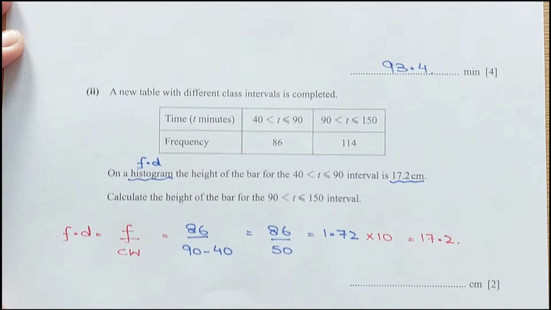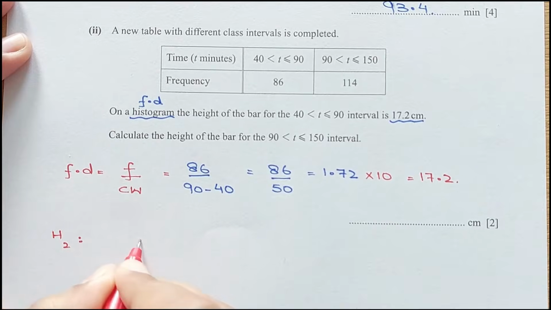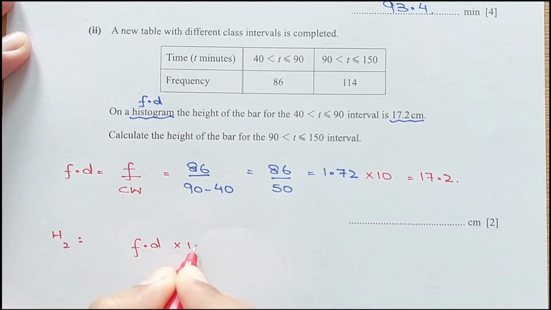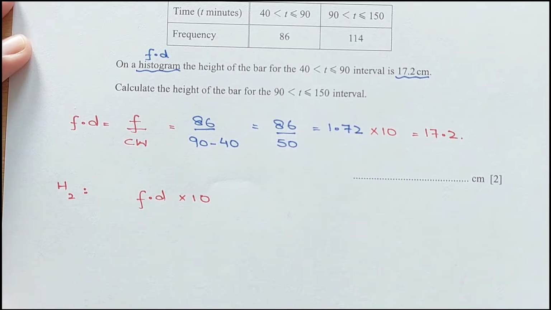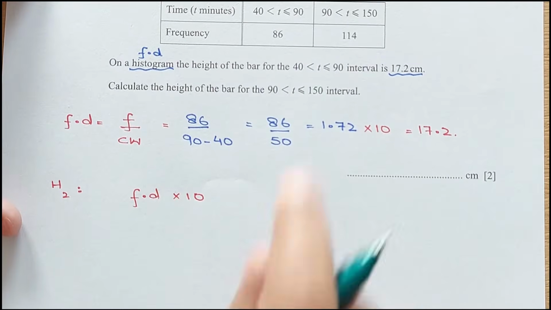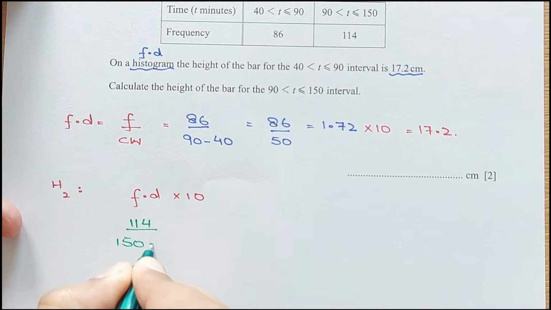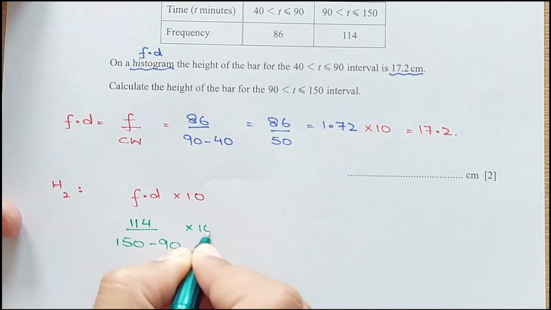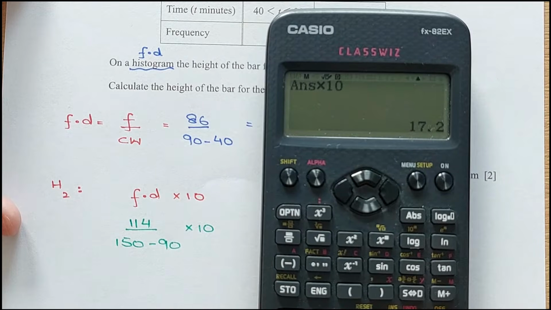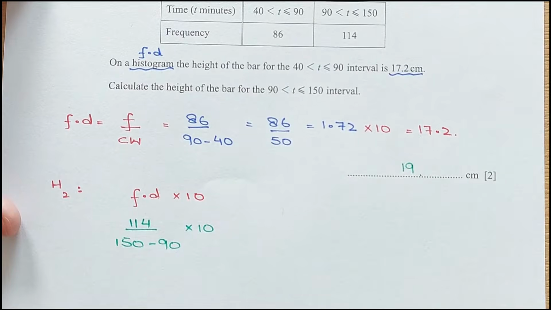So now we get the information that for the second height, h2, we have to find the frequency density and multiply by 10. Frequency density for the second is frequency divided by the class width. As you can see, frequency is 114 and the class width is 150 subtract 90, and multiplying by 10 we will get the height for the second interval. 150 subtract 90 is 60. 114 divided by 60, multiplied by 10 is 19. 19 centimeters is the height for the second interval.